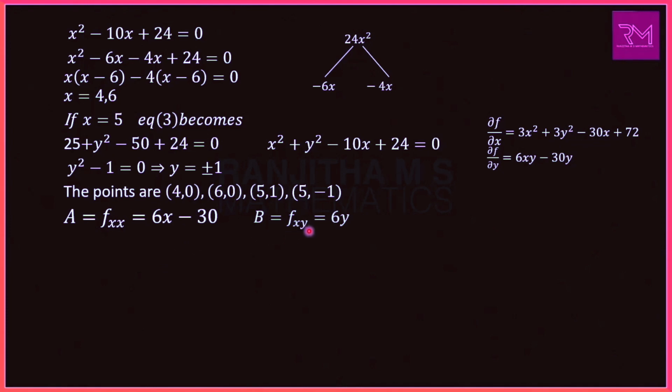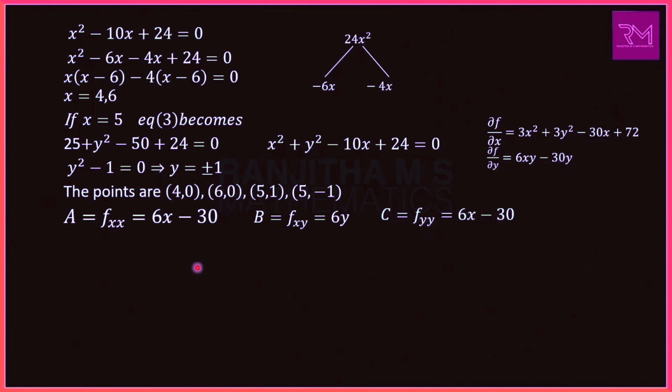Similarly, B is del square f by del x del y. Here we have to differentiate this term with respect to y, that is, this is also 0, this value becomes 0. Hence 3y square differentiation is 6y. This is our B. Similarly, C is del square f by del y square. Here we have to differentiate this term with respect to y. Hence we get 6x minus 30.